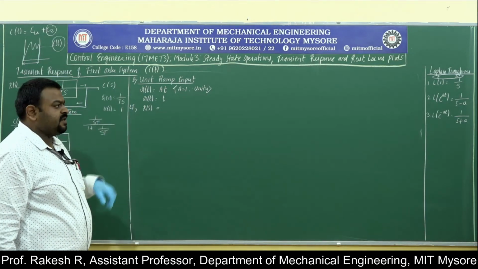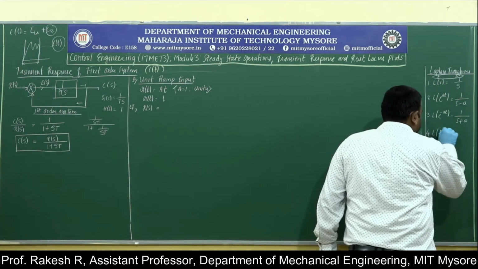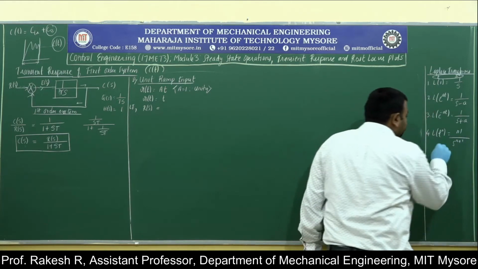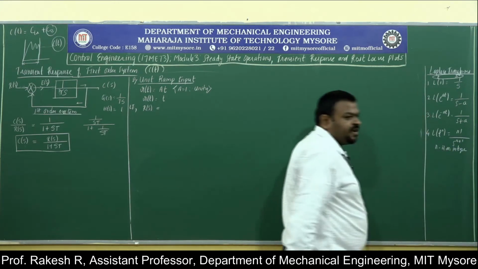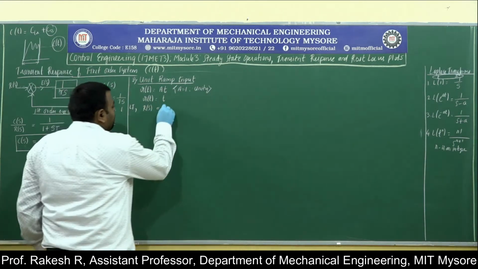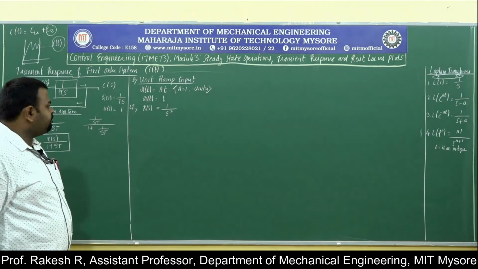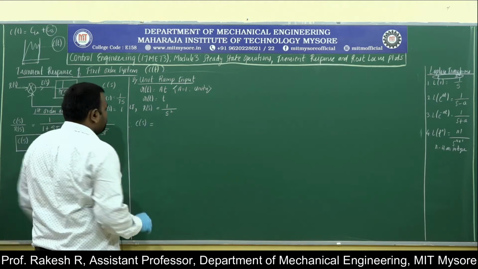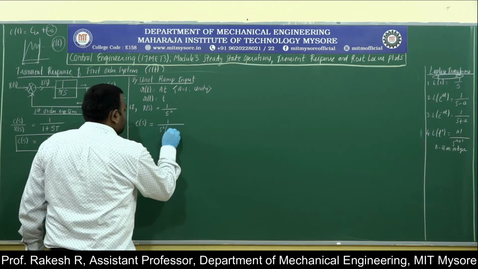Laplace of t to the power of n is n factorial divided by s to the power of n plus 1, provided n is an integer. If n is a fraction, you will get gamma. So let us remember only that one. It will be 1 factorial divided by s to the power of 1 plus 1, that is s square. I will be using the same equation. Therefore, C of s will be equal to R of s, 1 by s square, into 1 by 1 plus st.